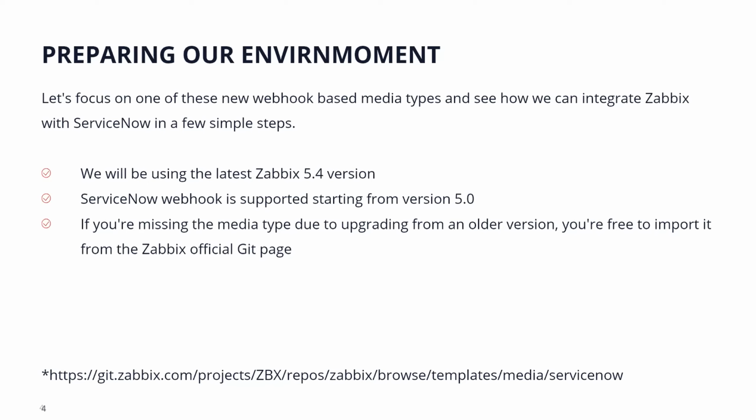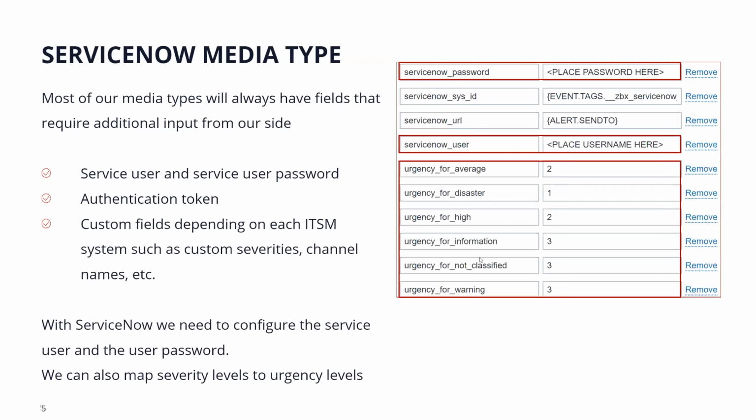If you have an older version, like I said, feel free to navigate to this Git page. Here it is. You will be able to see it in the slides once you receive them or once you see the recording. But you can also just Google Zabbix Git or type in git.zabbix.com, and then you'll be able to navigate to this project and download the media type. It's under templates here. So let's open it up and take a look at what the contents of this media type are.